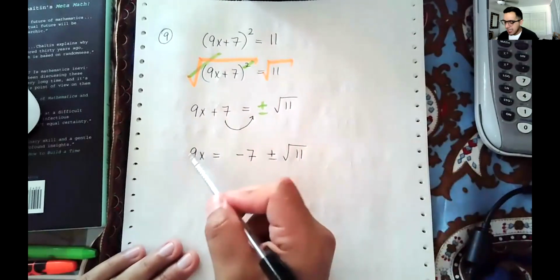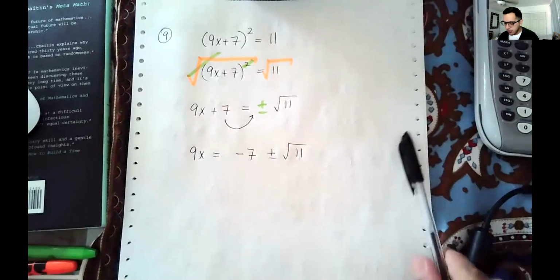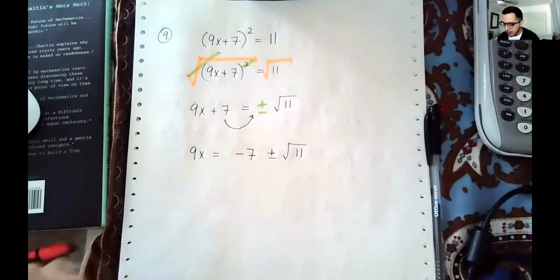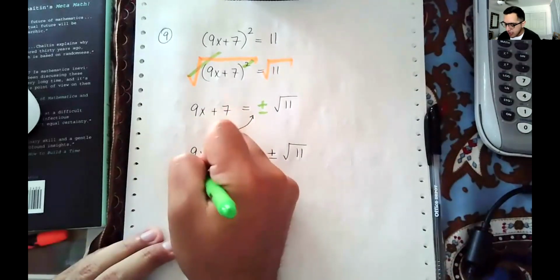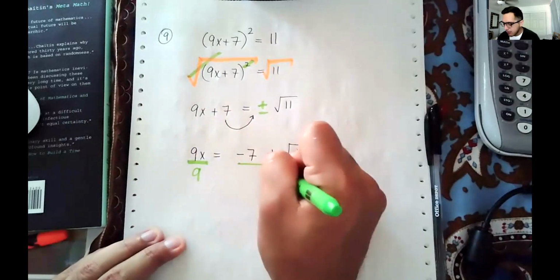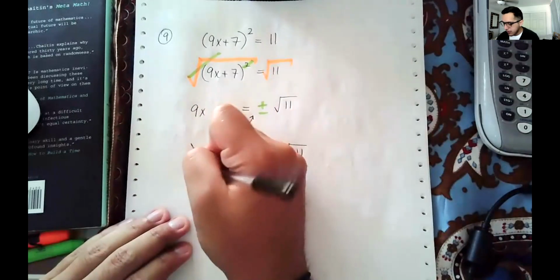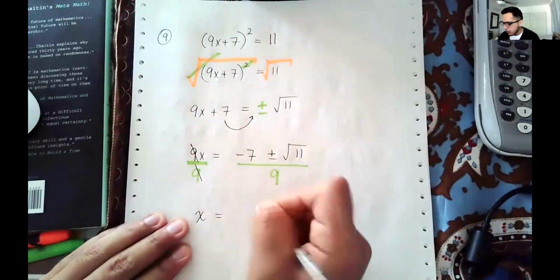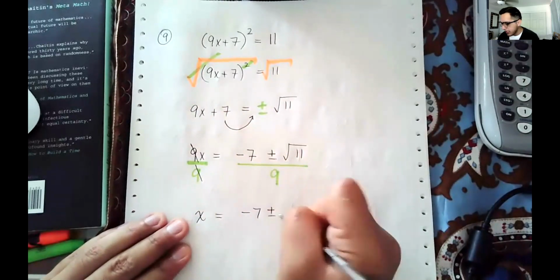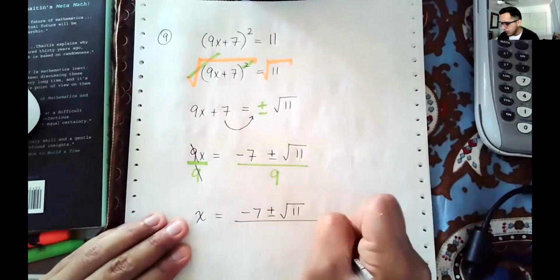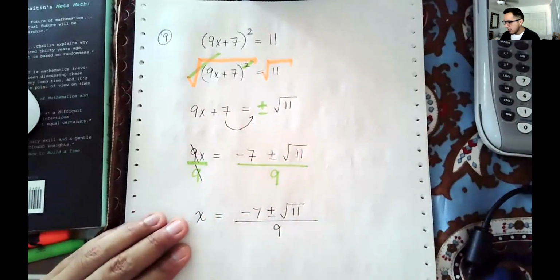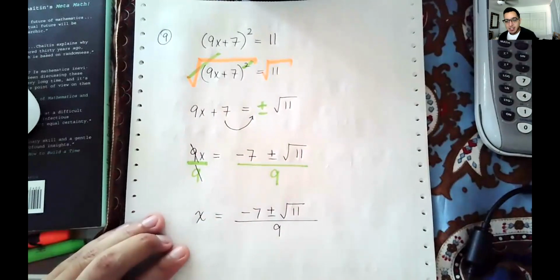And then to get the x by itself now, the last step would simply be to divide both sides of the equation by 9. So we can cancel out the 9's here. We have x is equal to negative 7 plus or minus the square root of 11. All of that is over 9. And this would be your final answer.